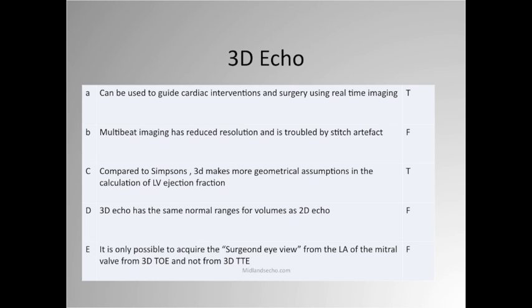Compared to Simpson's, 3D makes more geometrical assumptions. That's false. The answer here is wrong. 3D makes fewer geometrical assumptions because you see exactly what the shape of the ventricle is. 3D echo has the same normal ranges for volumes as 2D echo. That's false because although you're measuring the same thing, you're measuring it better and more accurately, and the normal ranges are different.